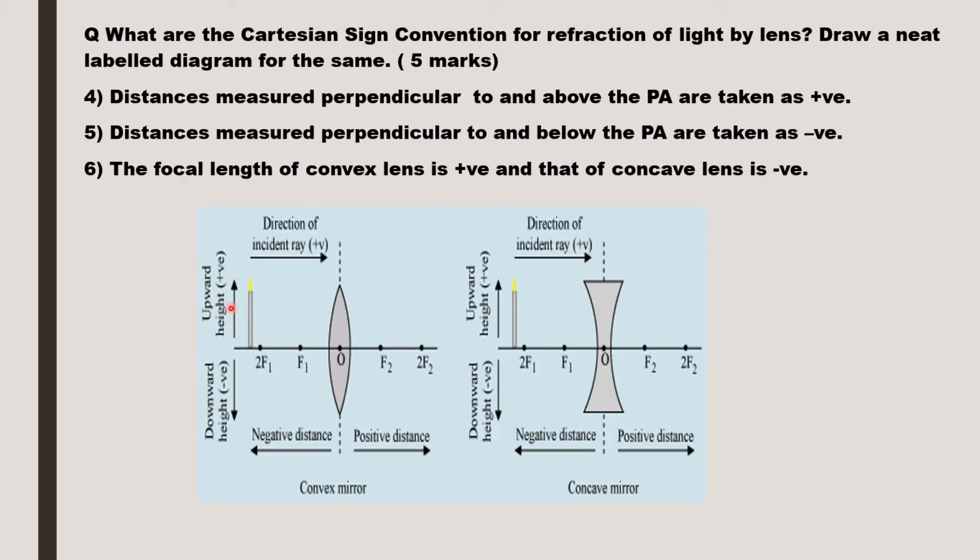Distances which are measured above the principal axis are positive, distances which are measured below the principal axis are negative. So distances measured perpendicular to and above the principal axis are positive. Distances measured perpendicular to and below the principal axis are taken as negative. Focal length of convex lens is always positive, focal length of concave lens is negative.